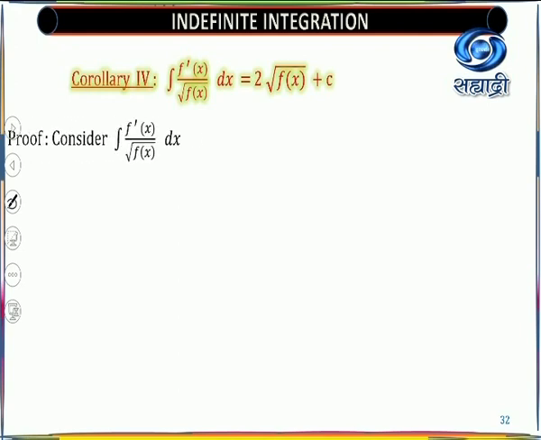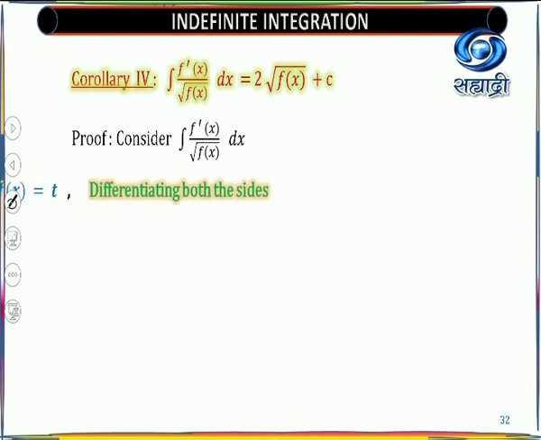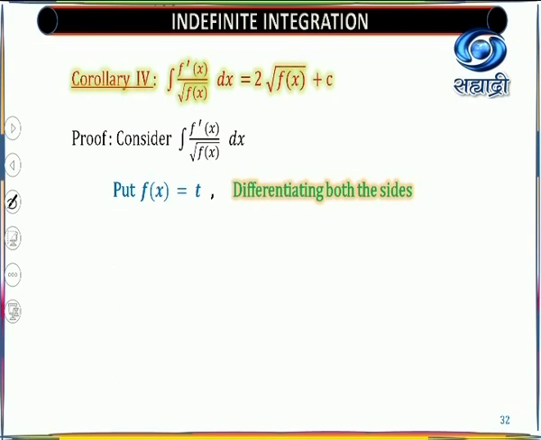So here we need to substitute. Again, as usual, this is your integration given. These are the corollaries of our theorem, which means they are based on the substitution theorem. So here also we need to do the substitution. What is our substitution? Substitution says that f(x) equal to t. Differentiating both sides, what will you get? You will get f dash of x dx equal to dt.